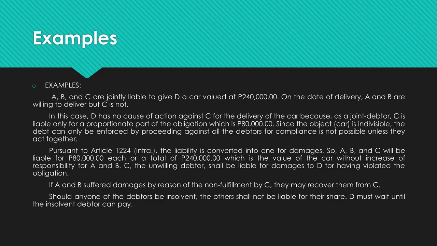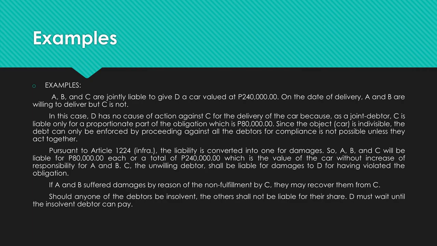Pursuant to Article 1224, the liability is converted into one for damages. So, A, B, and C will be liable for 80,000 each, or a total of 240,000, which is the value of the car, without increase of responsibility for A and B. C, the unwilling debtor, the one who is not ready, shall be liable for damages to D for having violated the obligation. If A and B suffered damages by reason of the non-fulfillment by C, they may also recover from C. Poor C, right? D will recover damages from him, and A and B will also recover damages from him.